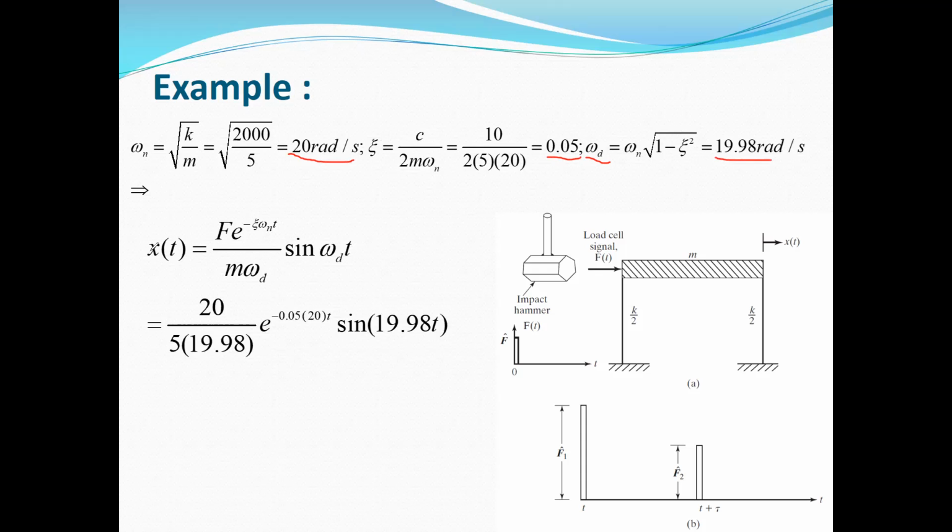So easily you can substitute into the equation for the response, this formula. We have omega n, psi, omega d, m, and also we have the magnitude. So we can substitute here and obtain the response for this system.